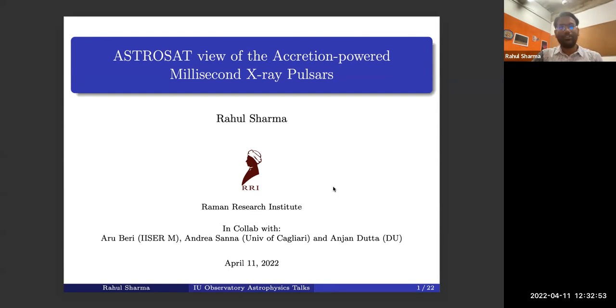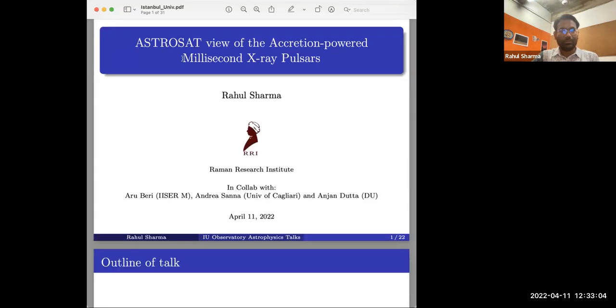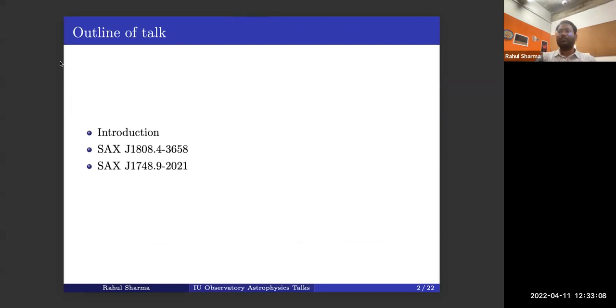I will present my talk on the AstroSat view of accretion-powered millisecond pulsars. I will divide my talk in two parts. First I will give an introduction, then I will discuss the AstroSat results on two accretion-powered millisecond X-ray pulsars. That is SAX J1808.4-3658, and the second is SAX J1748.9-2021.